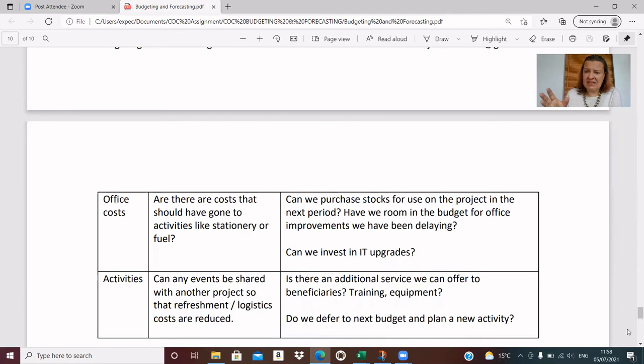If we're under budget, then we can look at things like making sure that we purchase some stocks in advance so that we've got them ready for the next period of the project. Have we got room in the budget for any office improvements that we've perhaps been delaying, like new locks for the doors or something like that to physically secure the assets of the organisation? Are there any IT upgrades that we desperately need that we just haven't had adequate budget for, and we can take the opportunity to use a little of the underspend here for that?